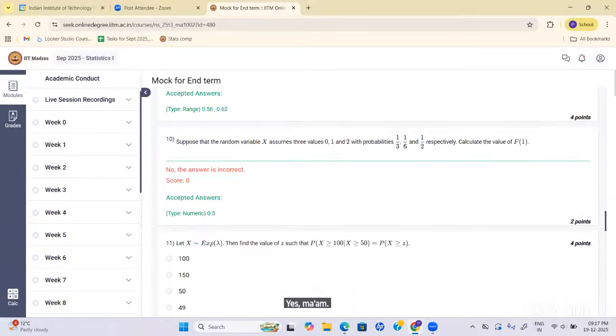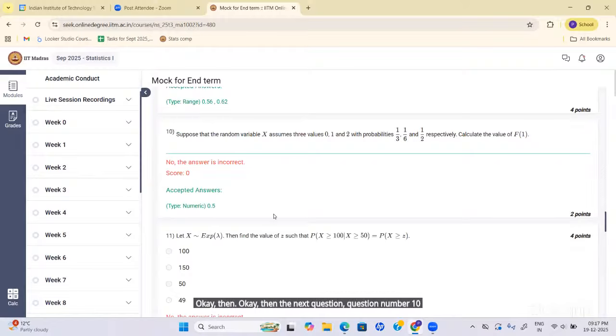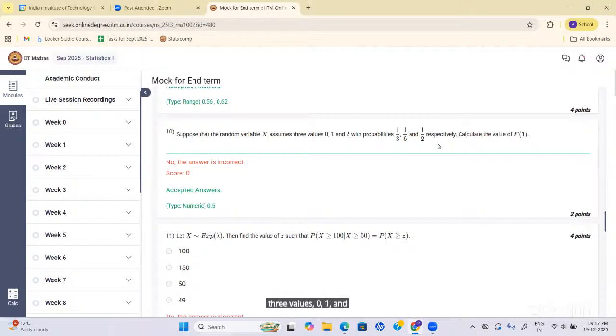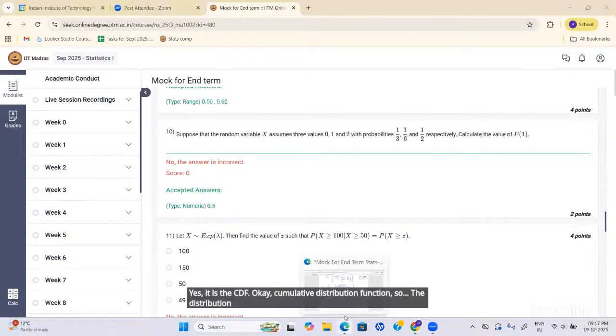Then the next question, number 10: suppose that the random variable x assumes 3 values 0, 1 and 2 with probabilities as given respectively. Calculate the value of f1. What is this f1? It is the cumulative distribution function, the CDF.